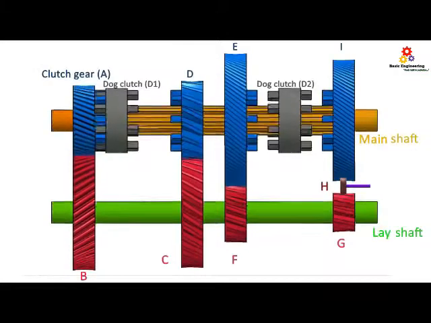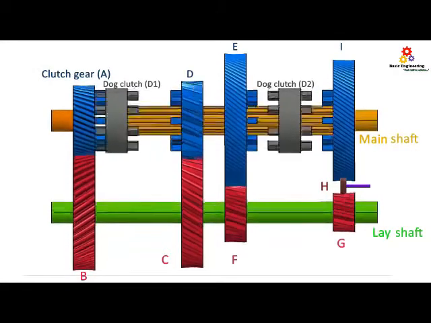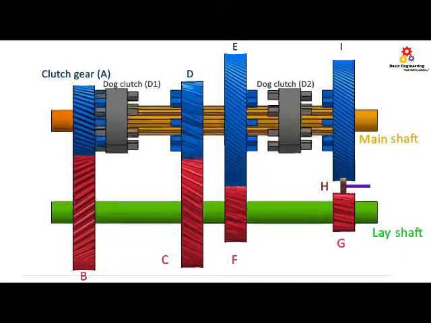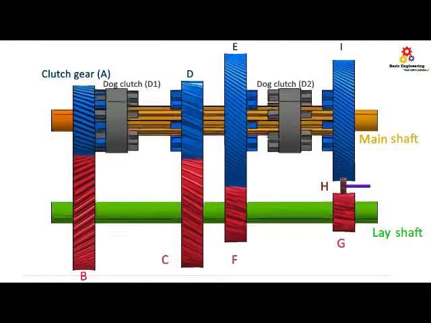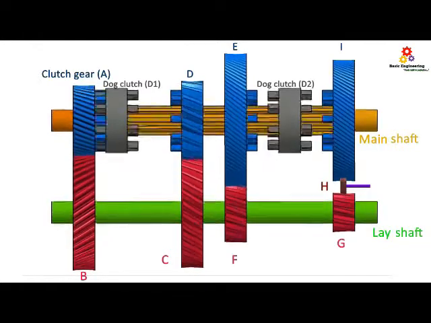At the top speed, power flows directly through gear A, dog clutch D1 and the main shaft, provided that dog clutch D1 must be slid towards left side.